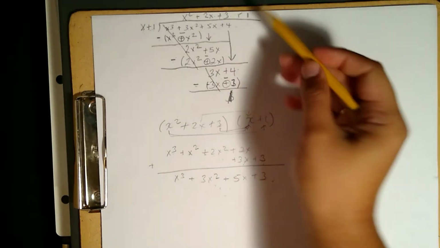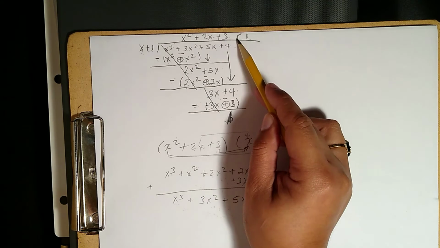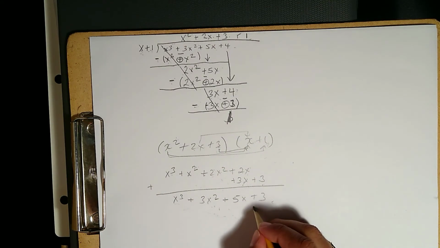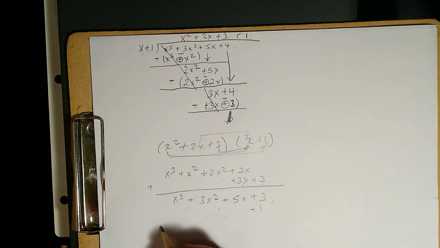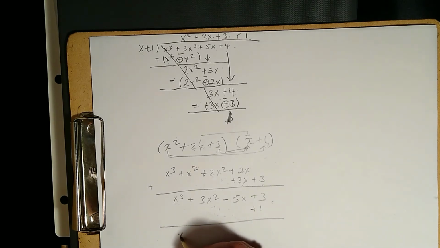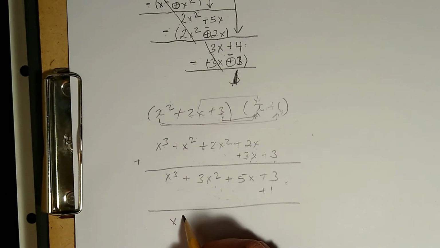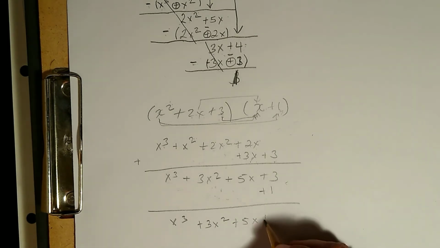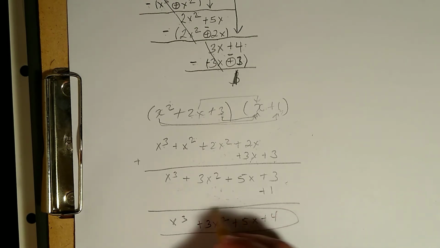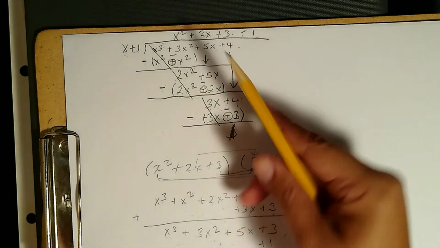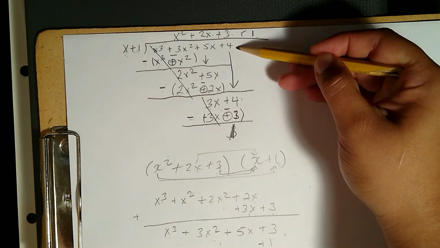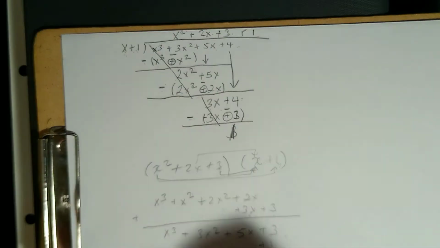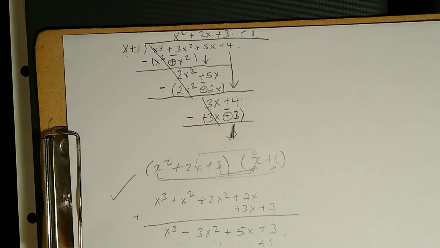That's the whole problem there, but we have a remainder of 1 here. We're going to add the remainder of 1. Add everything up. We'll get x cubed plus 3x squared plus 5x plus 4, which is our original problem here. So we check this off, and this is correct.